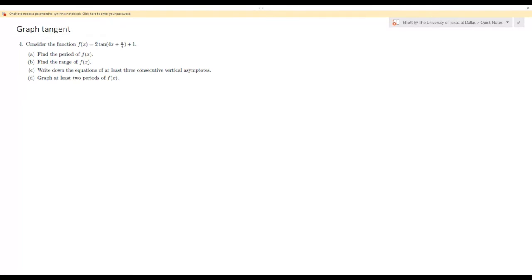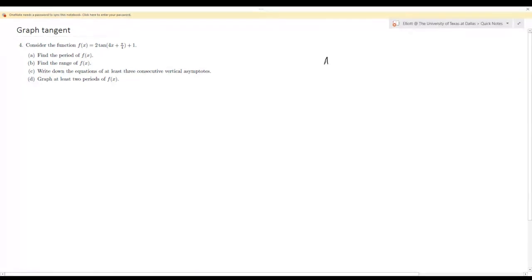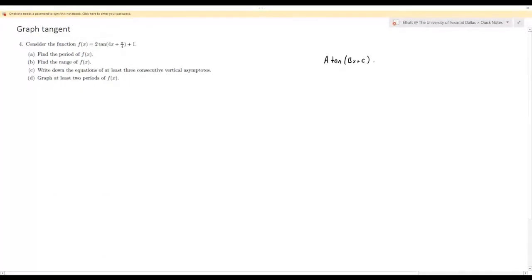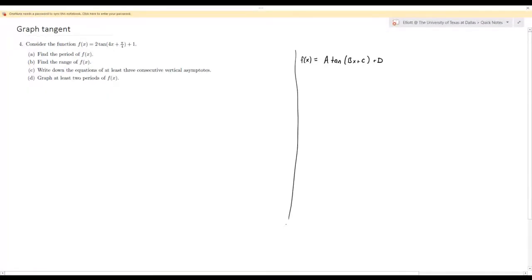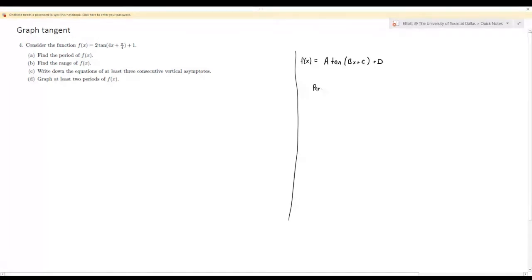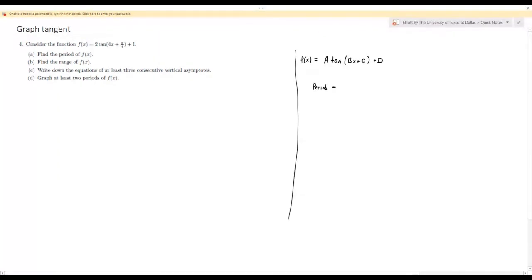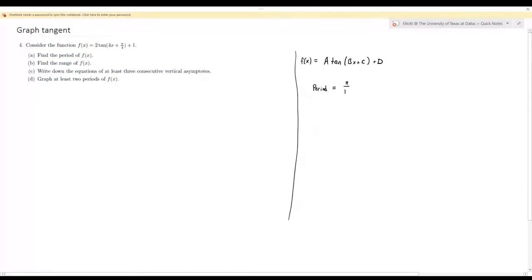So to get the period of a tangent function, if you have a tangent function in this form where a, b, c, and d are just some constants, you can get the period of this function. And the formula for the period is going to be pi over b.